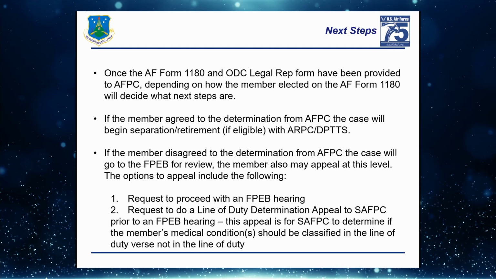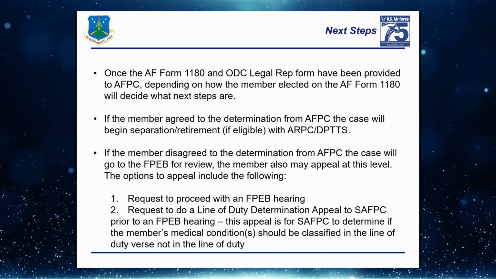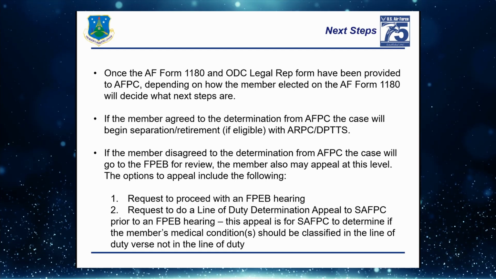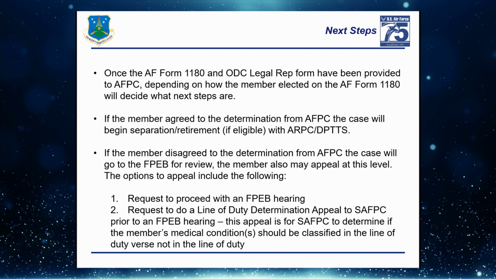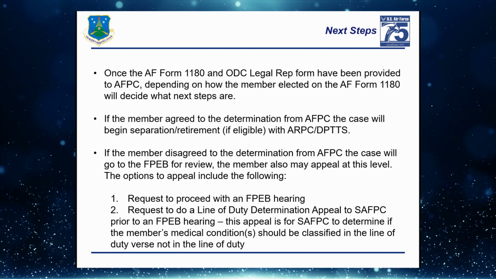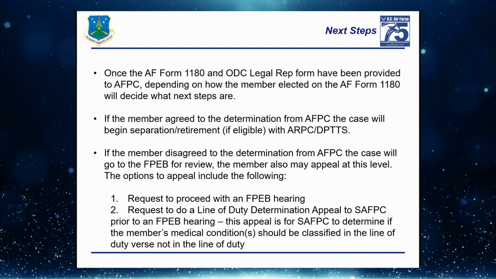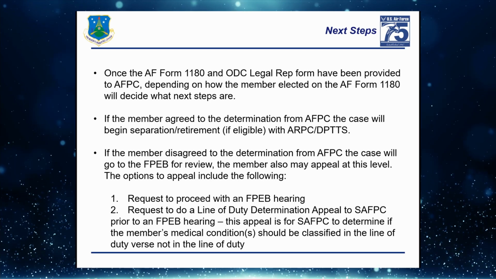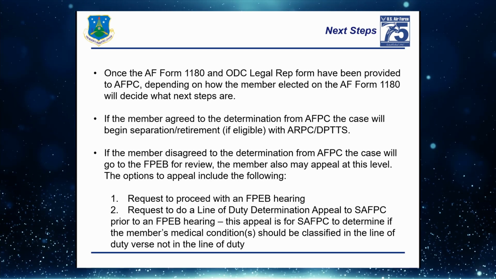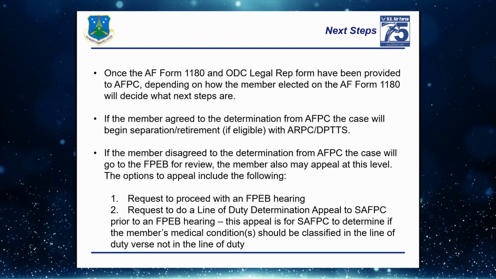Now, the member may also appeal at this level, and the options to appeal include the following. They can request to proceed with their FPEB hearing, or they can request to do a line of duty determination appeal to SAF PC prior to an FPEB hearing. This appeal is for SAF PC to determine if the member's medical condition should be classified in the line of duty versus not in the line of duty.